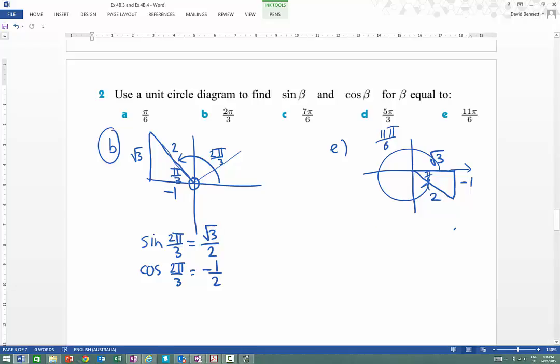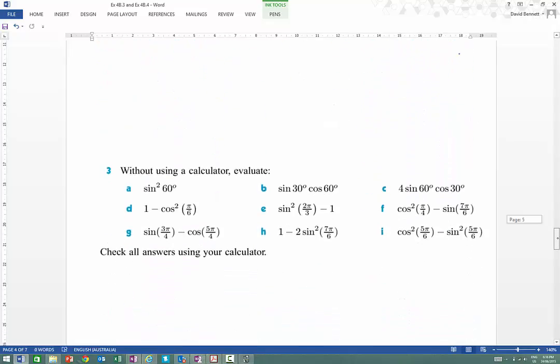Now, we know that the only thing that's positive in this region here is in fact cosine. So if we did the sine of 11 pi on 6, that's going to be equal to the opposite side, -1 on 2. We know that cosine of 11 pi on 6, that's going to be the adjacent side, so that's going to be √3 on 2. Right, so it's pretty easy to actually work out these things here.